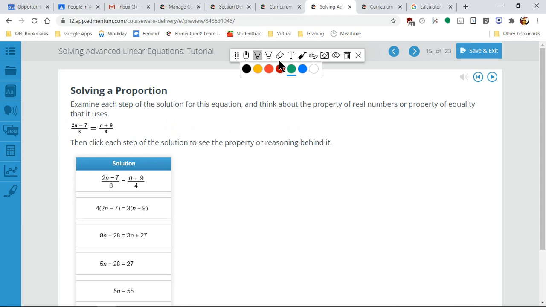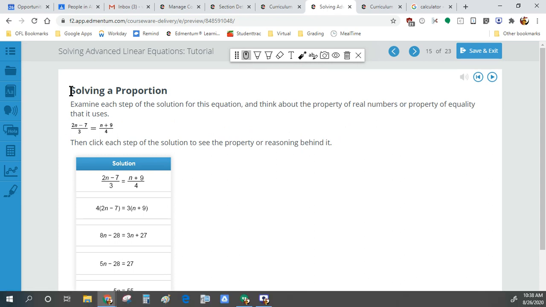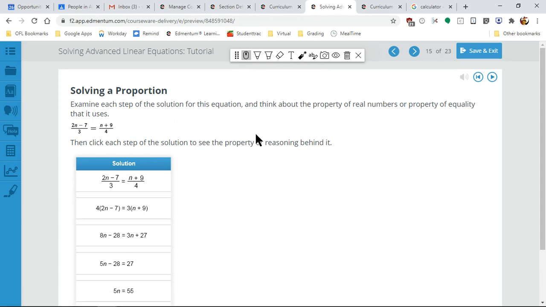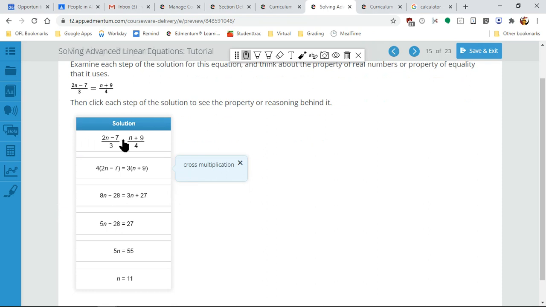So what's my first step? I want to cross multiply. See a fraction equal to a fraction? That tells me cross multiply. Boom, that's going to be my first step. After this, I want to distribute. So from here, I want to distribute. Boom, boom. So that's going to be 8 and that. So my next step after this is going to be this.